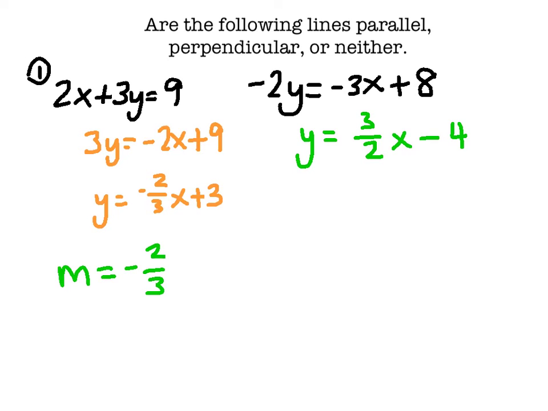If I look at the second equation, all I had to do was divide by the -2, and so that gives me a positive 3/2 x minus 4. So that slope is 3/2. Now, I already know that in order to be parallel, I have to have the same slopes. These are not the same. In order to be perpendicular, I have to have a product of -1. So if I multiply -2/3 by positive 3/2, I do get a product of -1. So these lines are indeed perpendicular.